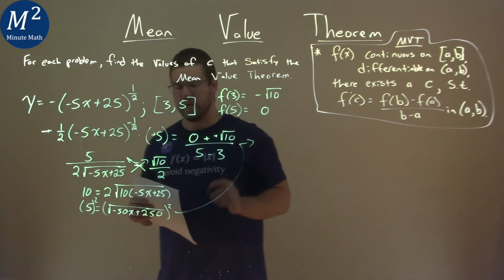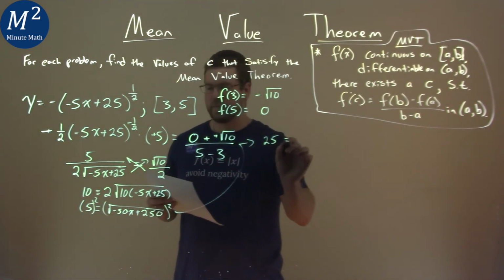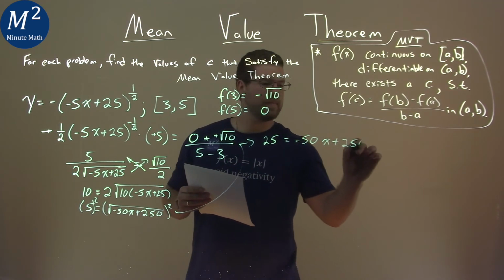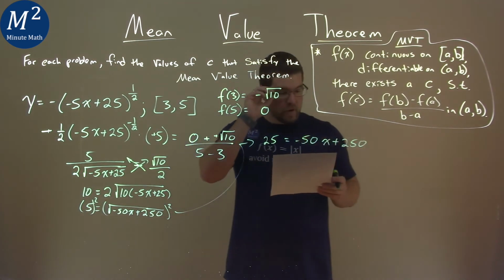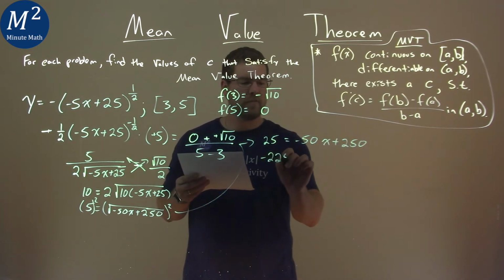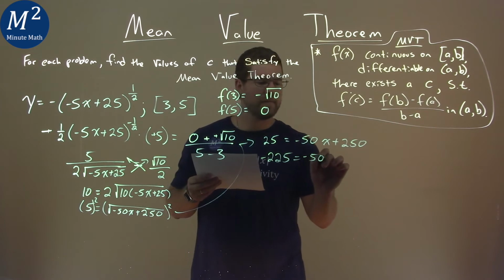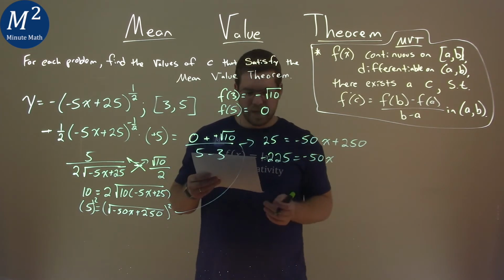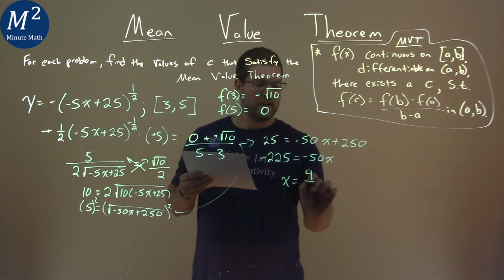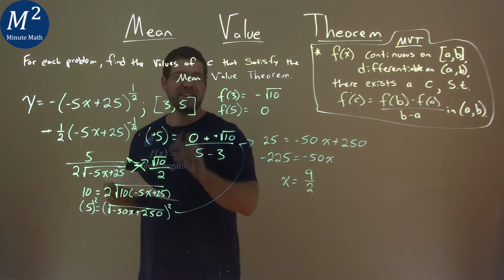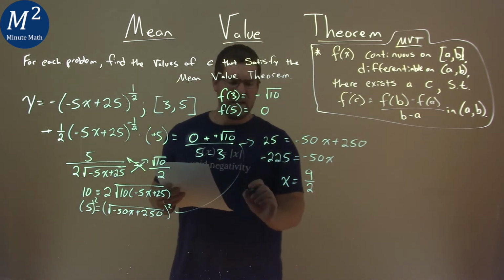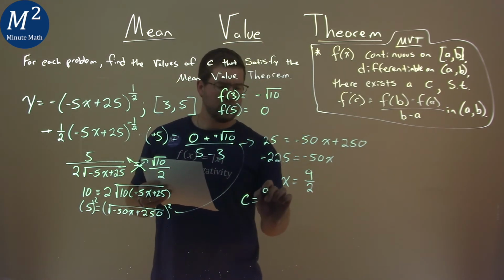That work shown over here, 5 squared is 25, is equal to negative 50x plus 250. Now again, we keep solving for x here. I subtract the 250 from both sides, and I have negative 225 equals negative 50x. Divide both sides by negative 50, and that simplifies to x equals 9/2. 9/2 is within our interval here from 3 to 5, and so our c value is equal to 9/2.